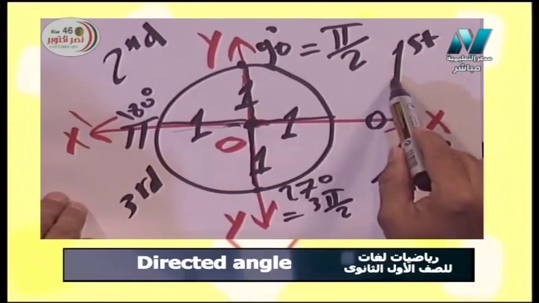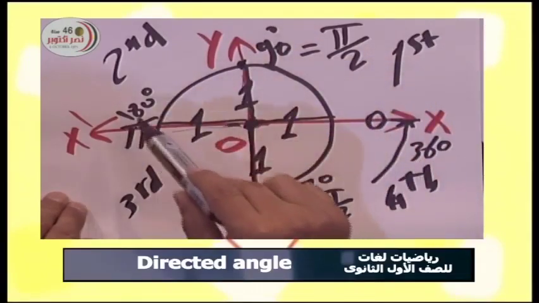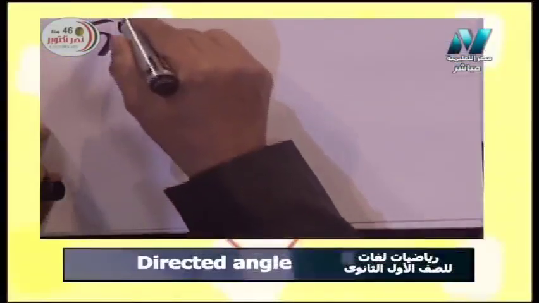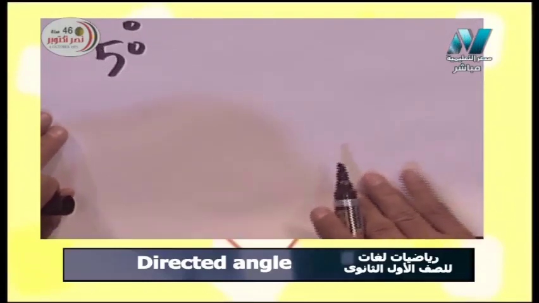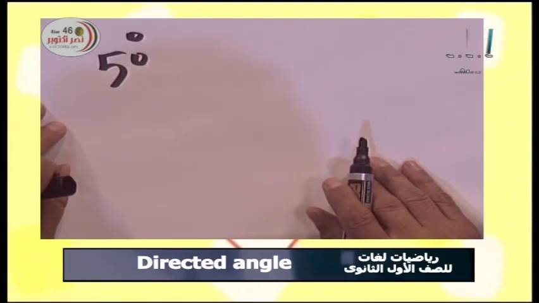We have here the first quadrant, which includes angles between 0 and 90, the second between 90 and 180, the third between 180 and 270, and the fourth between 270 and 360. If we have angles and want to find out where they lie in the quadrants, say we have an angle of 50 degrees, where does it lie: in the first, second, third, or fourth quadrant?